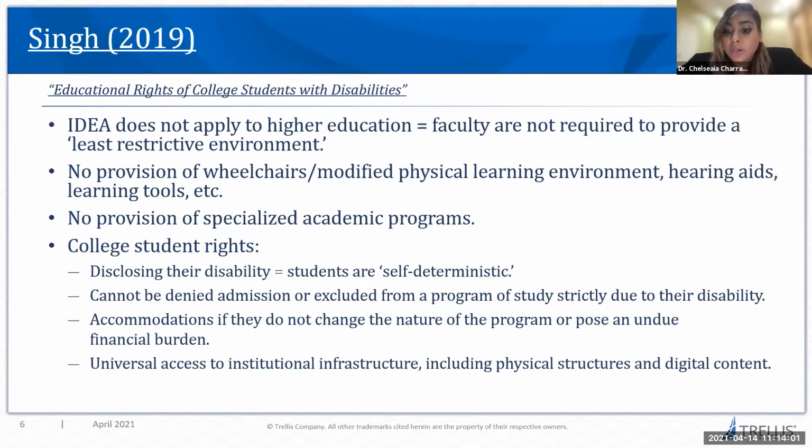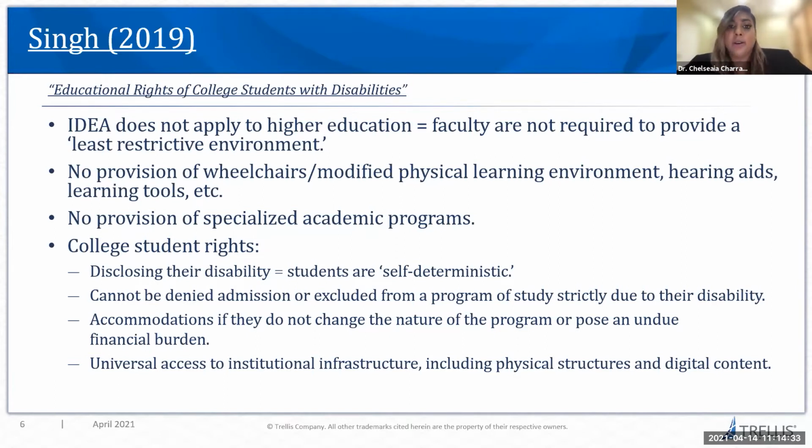What's important to note, so this is an interesting article that was recently published that talked about the educational rights of college students with disabilities. Now, through K through 12, students with disabilities are covered under the Individuals with Disabilities Education Act. Now, this does not specifically apply to higher education. They are specifically focused on Section 504 of the Rehabilitation Act. And what's interesting is that the disability categories are drastically different.